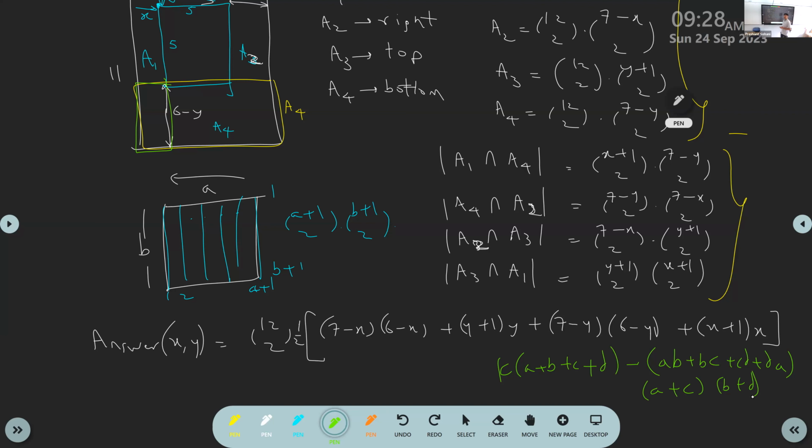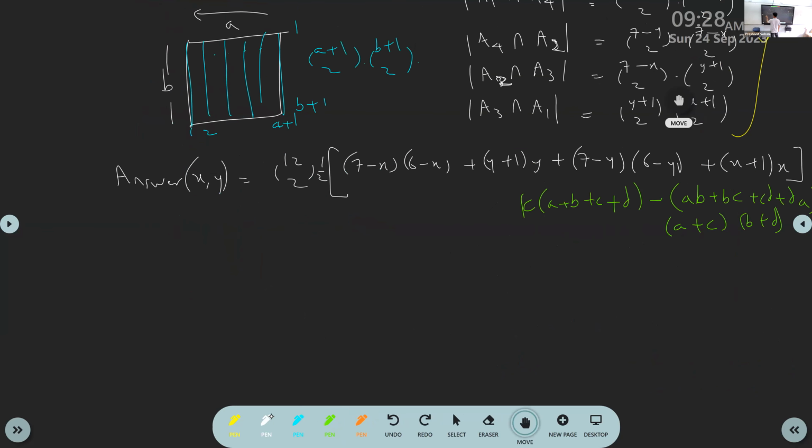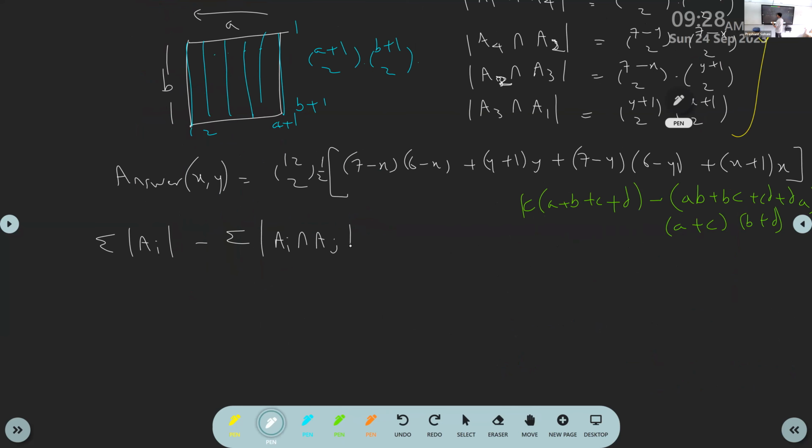Okay, so one thing I notice is that this problem is separable. What do you mean by separable? That the x and y don't necessarily have to mix with each other. If you look at how the expression is set up, right? Let us try to evaluate the two components separately. So sigma ai, finally your answer is this, sigma of ai and ai intersection aj. So let us simplify both separately.